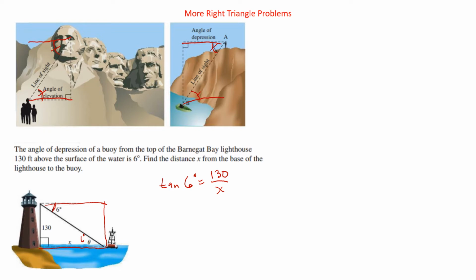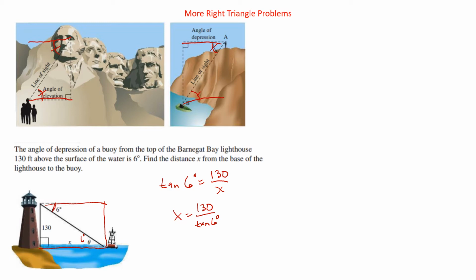When doing these, just stick with the basic three: sine, cosine, tangent. Don't get into the other ones. There's no reason to do that. But now we can multiply, we can solve for x. So we can multiply x over, so x will equal 130 over tangent of 6 degrees. And at this point in time, it just becomes a calculator problem.